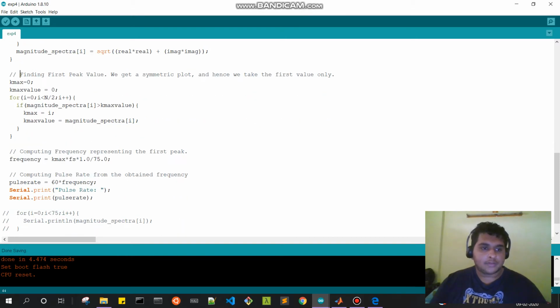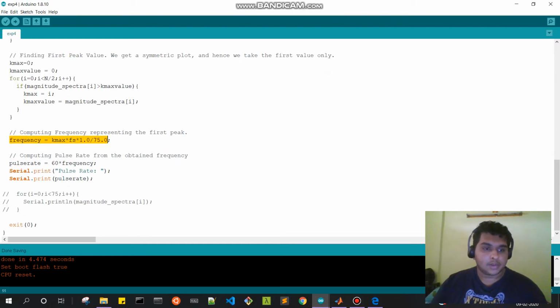Now we have to find the first peak value, and since we have a symmetric plot we will take the first half only. We set kmax equal to 0 and kmax value equal to 0 initially, and these two will be used to compute the first peak value. In this for loop, if the magnitude spectra at index i is greater than the kmax value, we set kmax to i, and kmax value to the magnitude spectra at that index. When this for loop ends, kmax will store the index at which we get the maximum value.